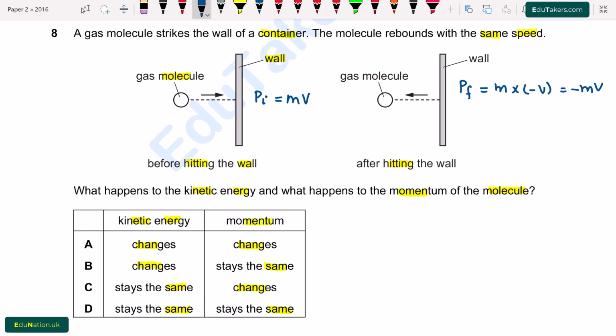Next we have to check the kinetic energy. So I write here kinetic energy, which is initial before hitting the wall. This will be 1 over 2 mv squared. Kinetic energy final, which is after hitting the wall, will be 1 over 2 m times minus v squared. This will be equal to 1 over 2 mv squared. Here we can see that kinetic energy before and after hitting the wall is the same. It means that kinetic energy stays the same but the momentum changes. From here, option C is correct.